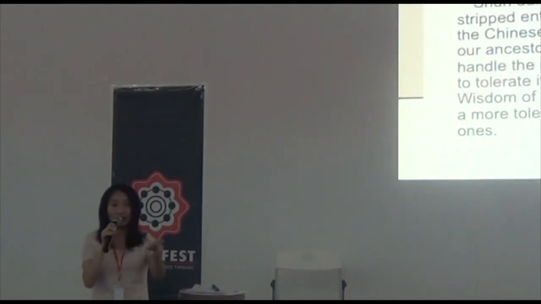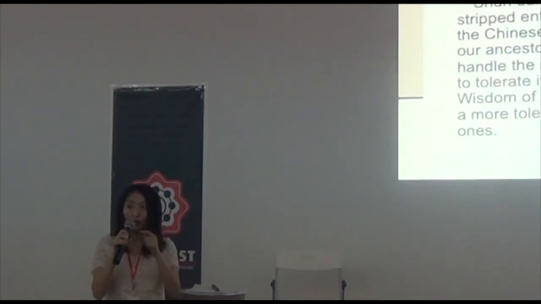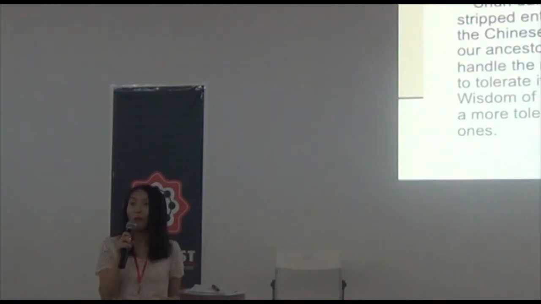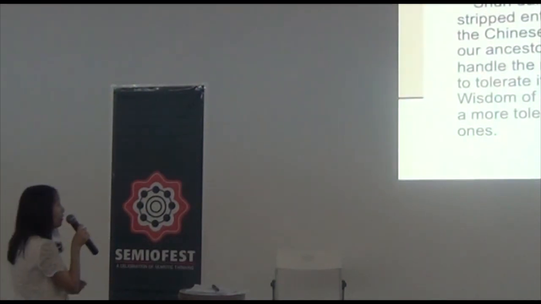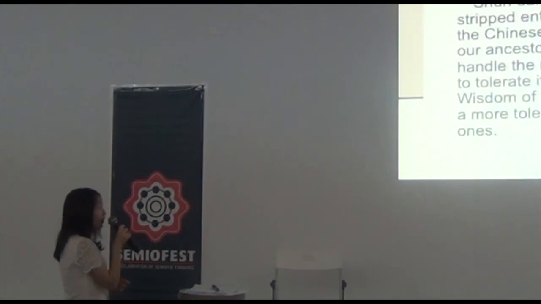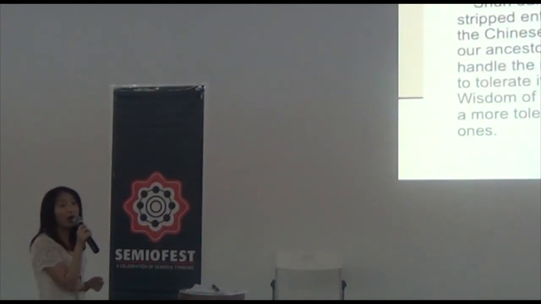And Yu stripped when entering the naked kingdom. There is a kingdom where people all keep naked, so when in Rome, do as the Romans do. So when Chinese civilization was barely taking off, our ancestors had already understood how to handle the marked. It is imperative to name it, to tolerate it, and turn it into unmarked.